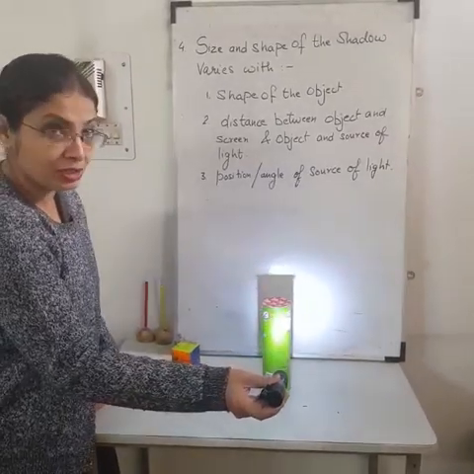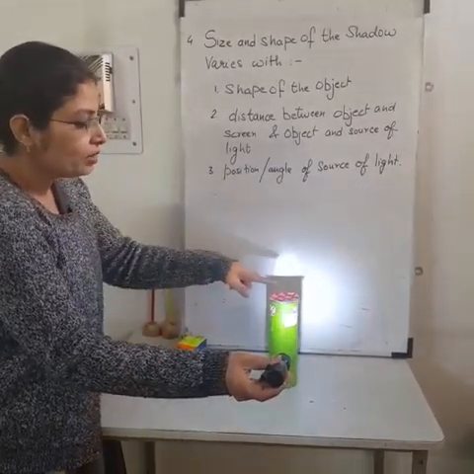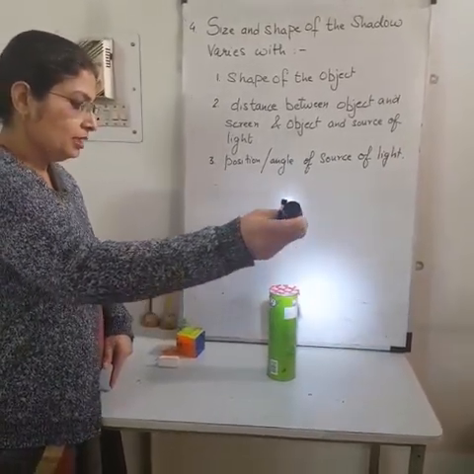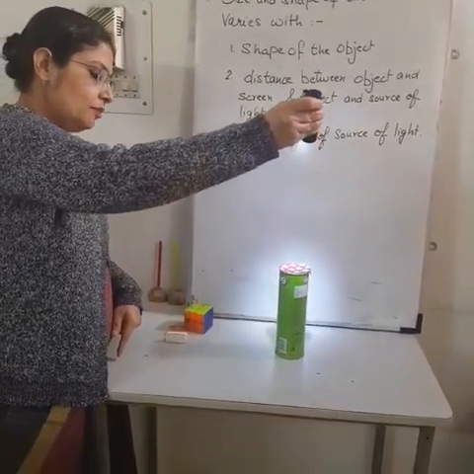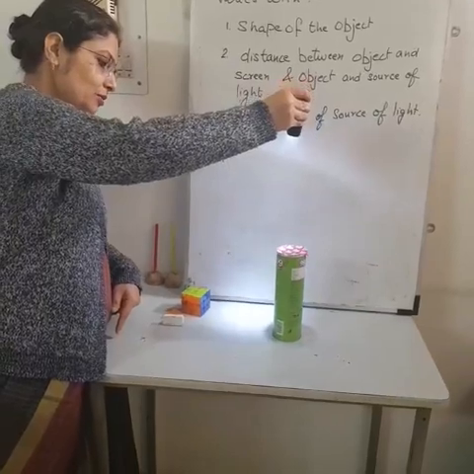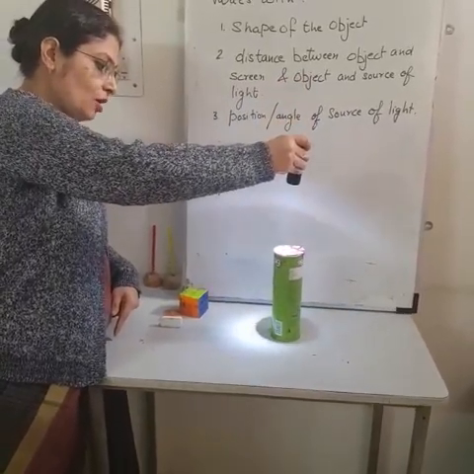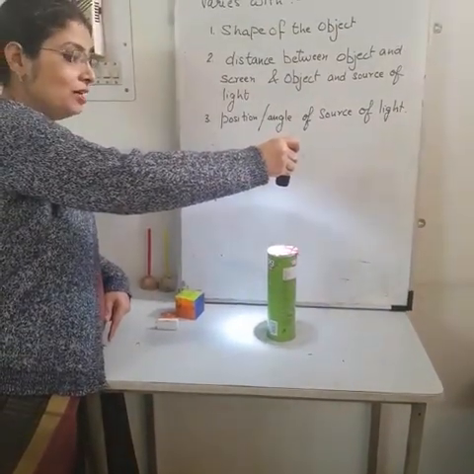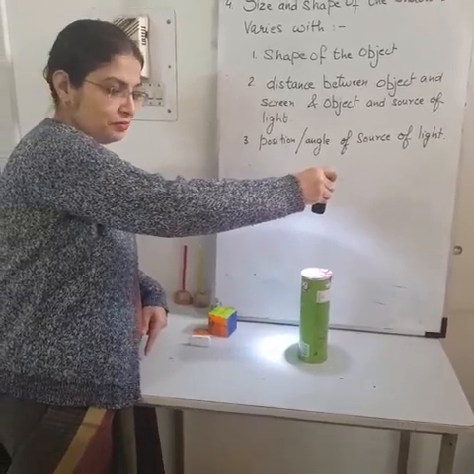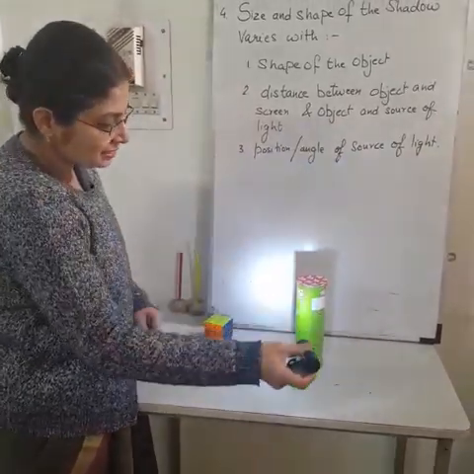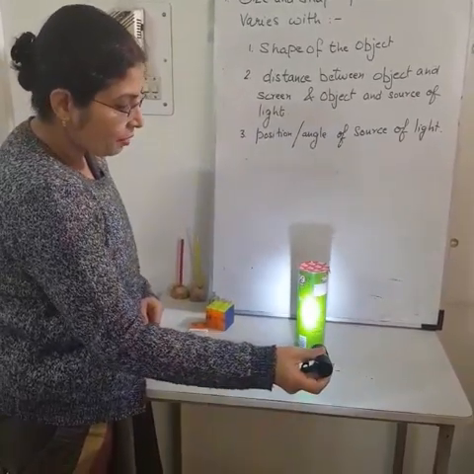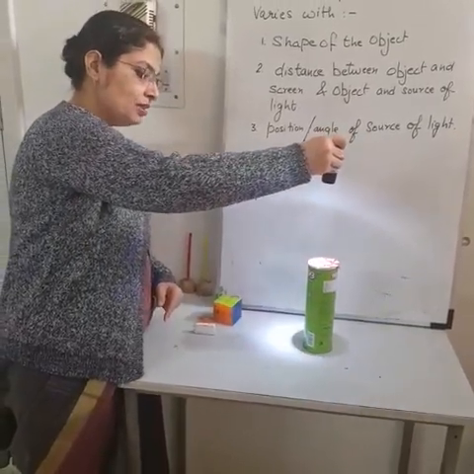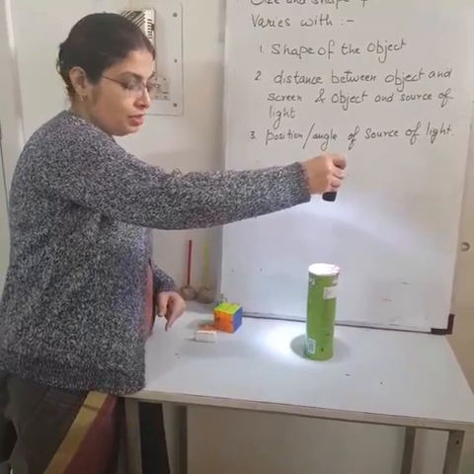When I change the position of the source of light with respect to the object, see, I am moving the source of light. Can you see? There is a change in the shape of the shadow. Slowly you can see that the shadow has now become circular. Can you see the circular shadow here? So, shadows can sometimes be deceptive also. You can see here the shadow is rectangular, but when the angle or position of the source of light changes, then you can see a circular shadow.